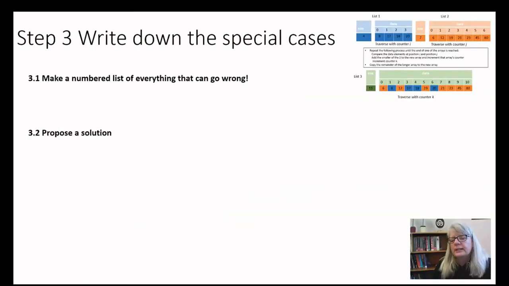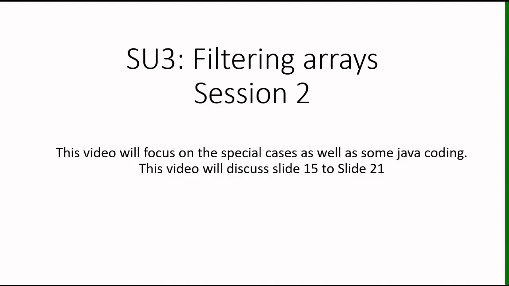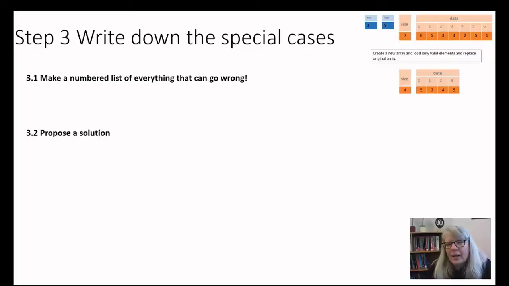Step 3 is to write down the special cases. The special cases are what can go wrong. What can go wrong? And we will pause here. Okay, let's have a look at the special cases. The question is what can go wrong.